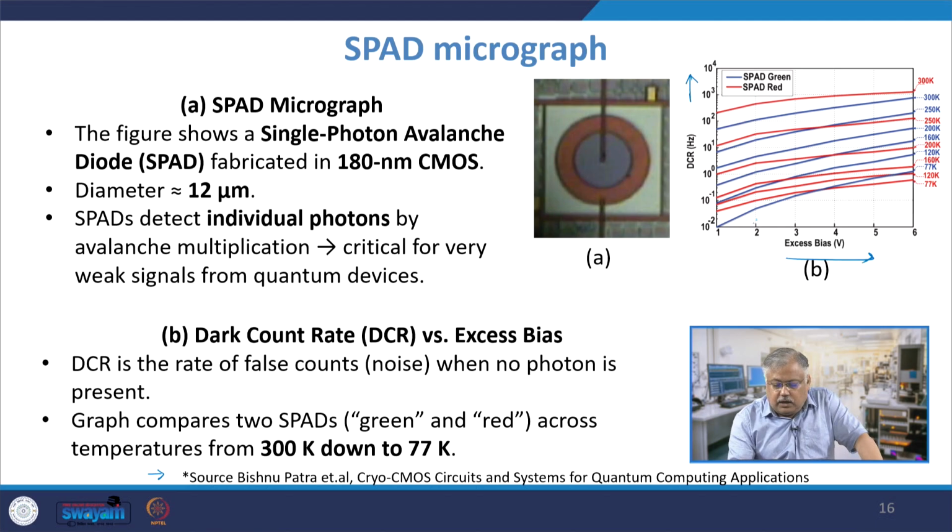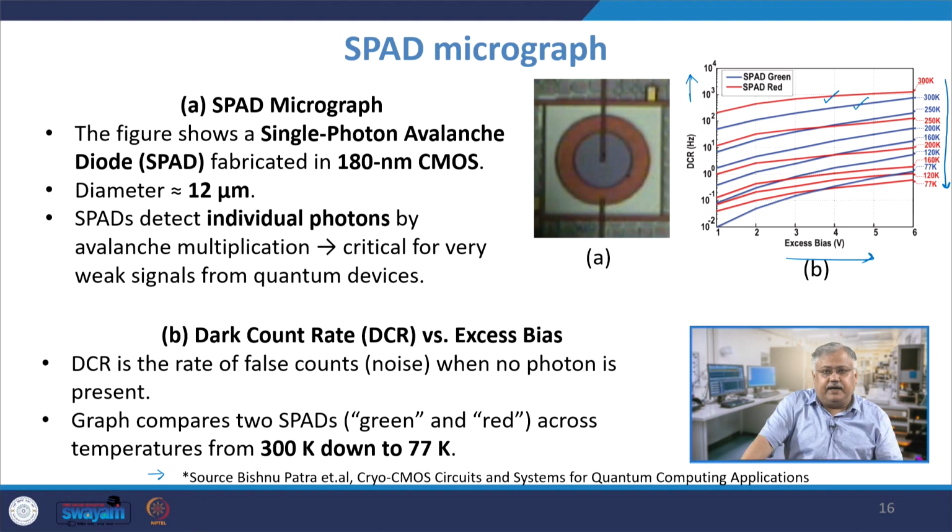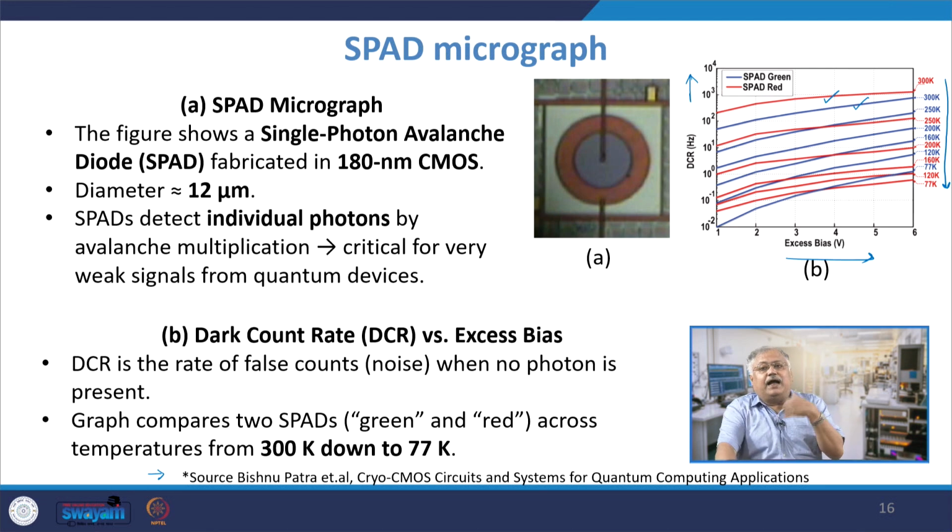you see as you go on reducing the temperature from 300 Kelvin down to 77 Kelvin. There are two types of SPADs we have taken, one a green SPAD and another a red SPAD, but nonetheless as you reduce the temperature, the DCR starts to fall down. When you are operating at 4 Kelvin, your DCR at an excess bias of 1 volt will be very small. That comes to your rescue as a designer, because the amount of offset you add to the actual design should be very small in this case.